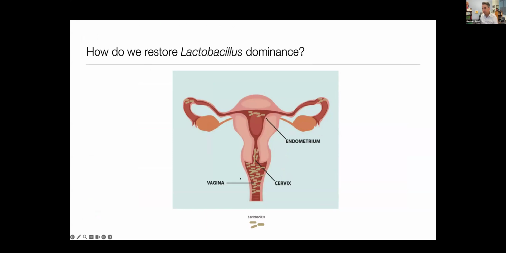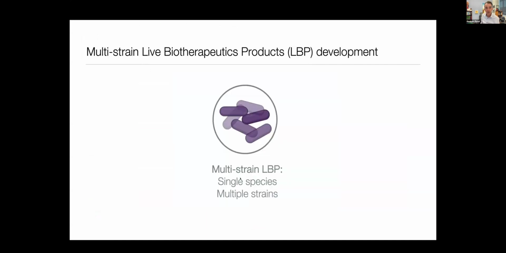Okay, so the last time we stopped was on how do we restore, and we got to hear quite a nice story about initiatives that are ongoing to try to do this. The products that have been presented basically contain one strain of the live biotherapeutics. And we have another initiative, which Doug is part of, where we're developing a multi-strain live biotherapeutic product. So it's a single species, but multiple strains of that species.